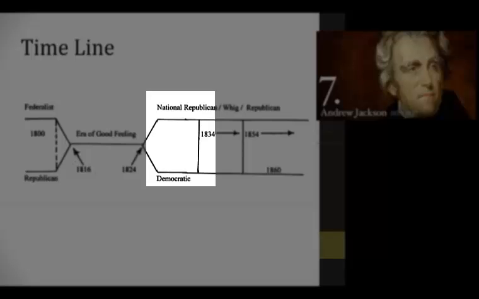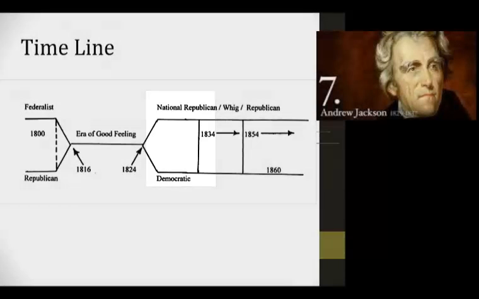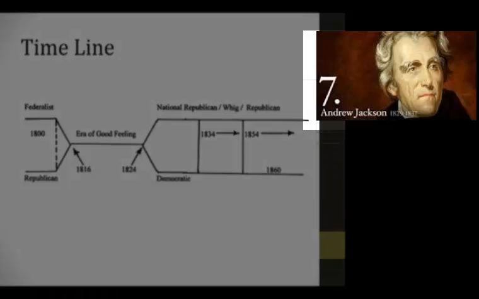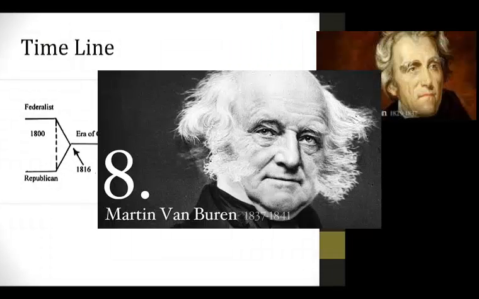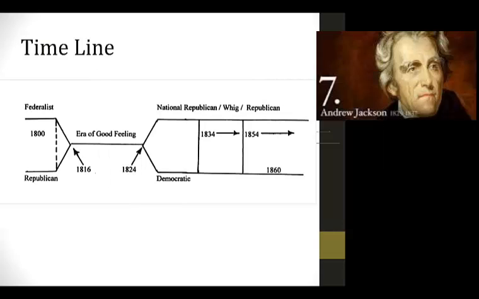From this time period, basically 1828 to 1840 is going to be known as the Age of Jackson. Jackson is going to be president during this time, and his successor, Martin Van Buren, will also basically be representative of Jacksonian democracy. We'll go into detail on what that means in subsequent lectures.